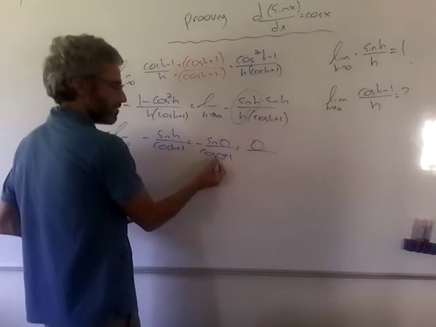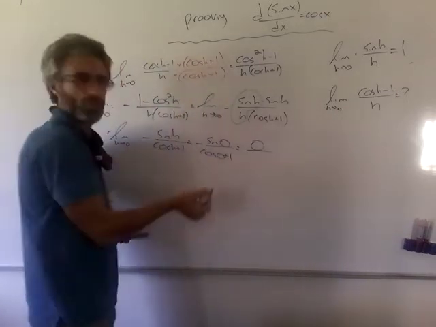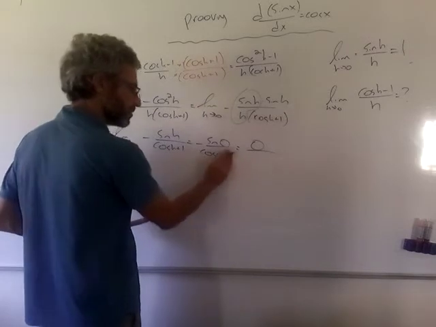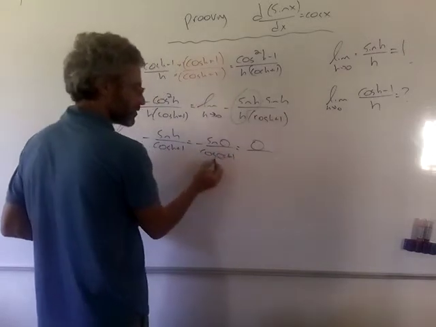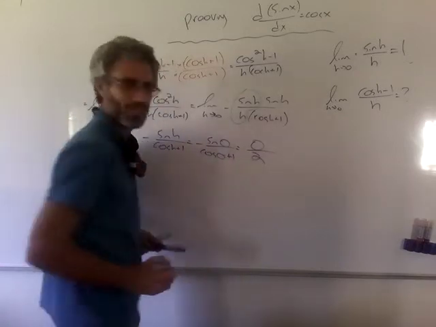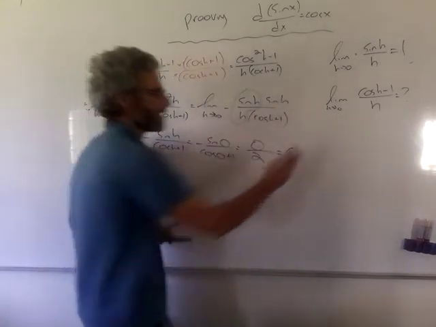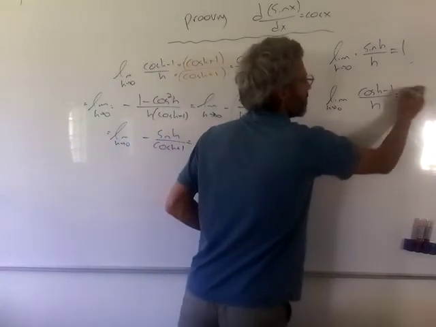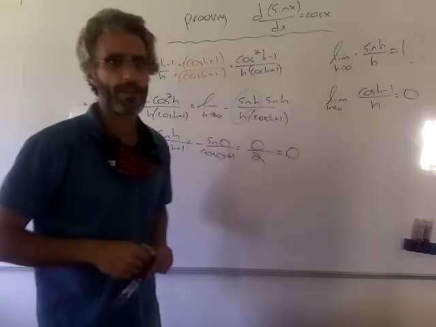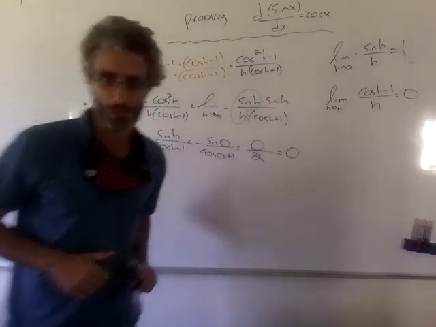Okay, let's see what we have in the bottom. We also had a 0 at the top before, but then we had 0 at the bottom. So let's see if we still have 0 at the bottom. Here I've got cosine 0 plus 1. Cosine 0 is 1. So here I have 2. So in other words, this limit is actually 0. So we've got one limit which is 1, another limit which is 0. And now we're ready to use first principles.